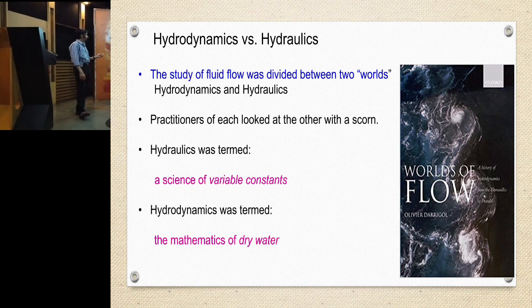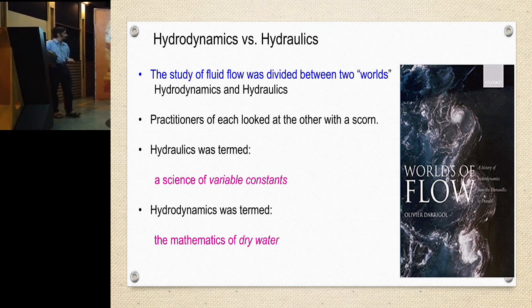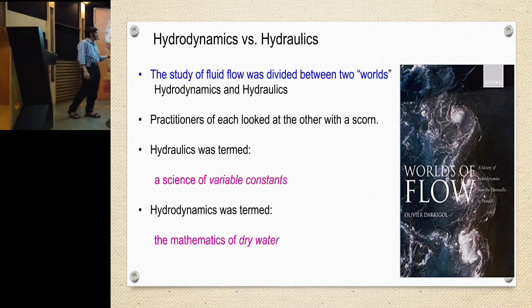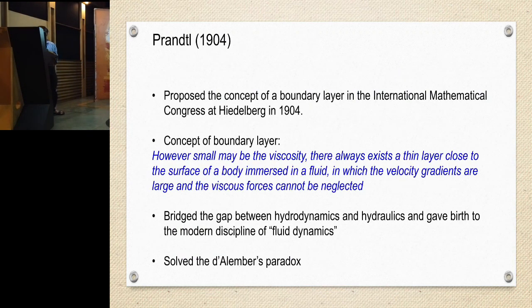And hydrodynamics was called the mathematics of dry water because it dealt with inviscid flows, and in reality you don't see inviscid flows. If you want to deal with water, it is bound to be wet, it cannot be dry. So this is a fascinating book which presents the history of hydrodynamics and hydraulics in the 19th century. That was the backdrop, really.